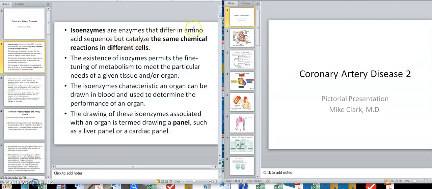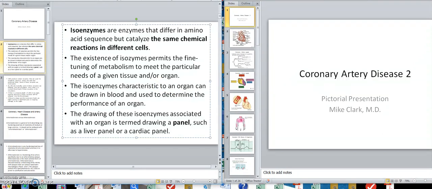Isoenzymes are enzymes that differ in amino acid sequences but catalyze the same chemical reactions in different cells. The existence of isoenzymes permits the fine-tuning of metabolism to meet the particular needs of a given tissue or organ. Okay, so the liver may need the same enzyme but to work in a slightly different way than the kidney. The isoenzymes characteristic to an organ.